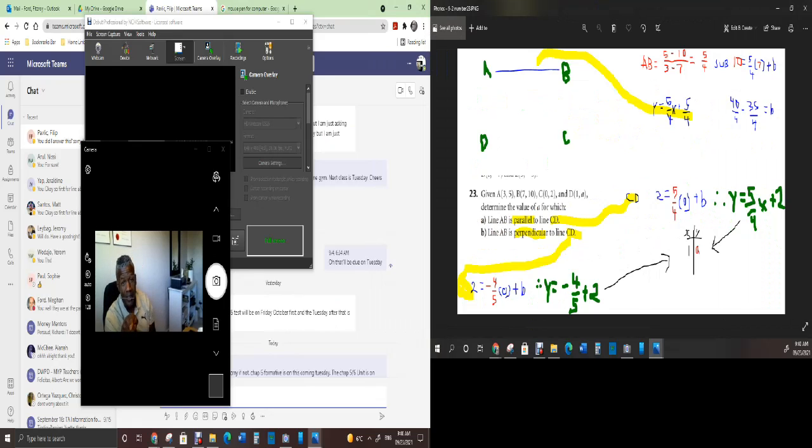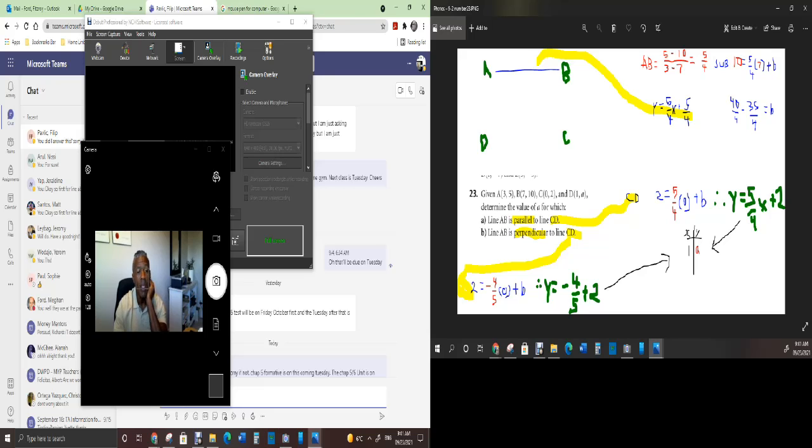All right, so this is 6.2, number 23. Pretty much everyone was asking about this. So we can see here that it says given these 4 points that they give us, right? AB is a line, so here are the coordinates between A and B. So I just put A and B as a line here, right?